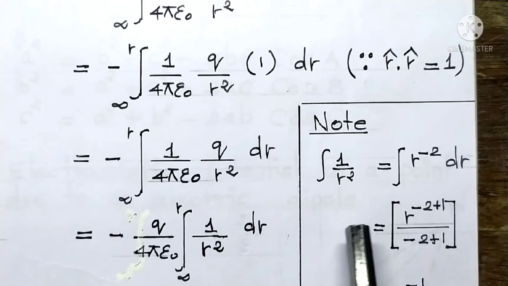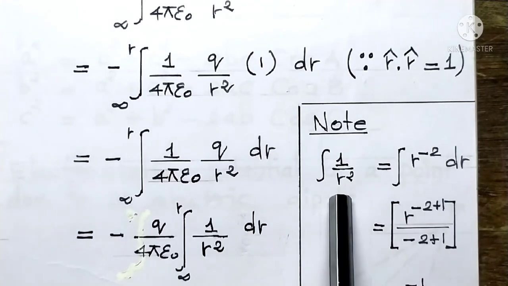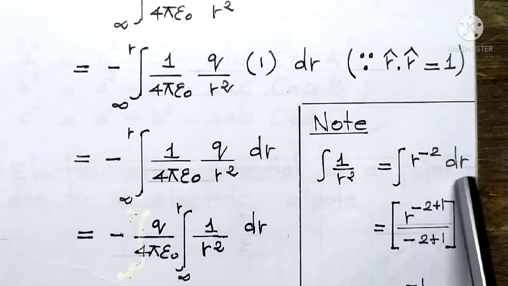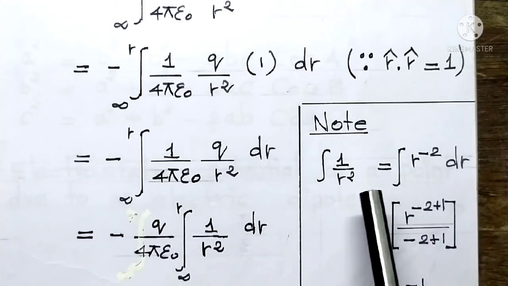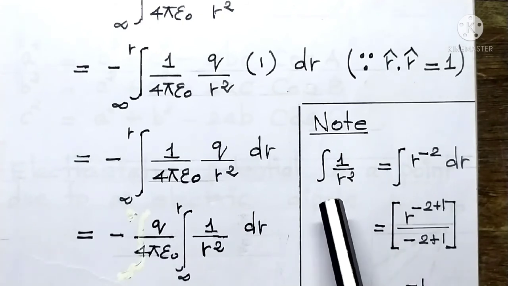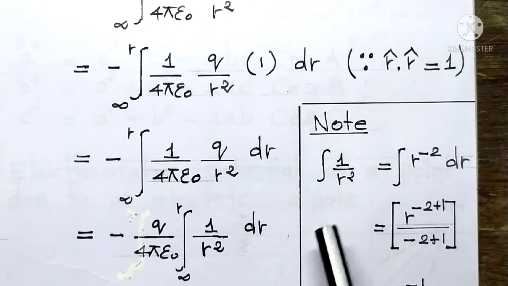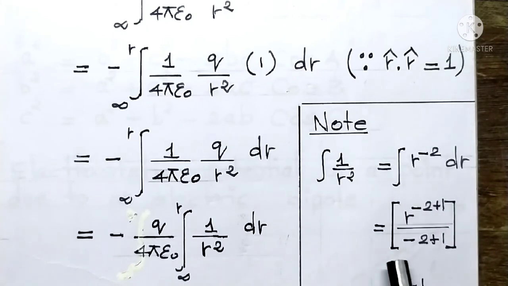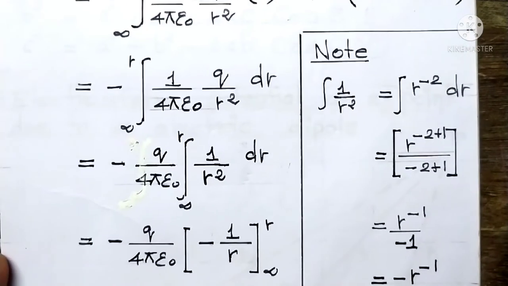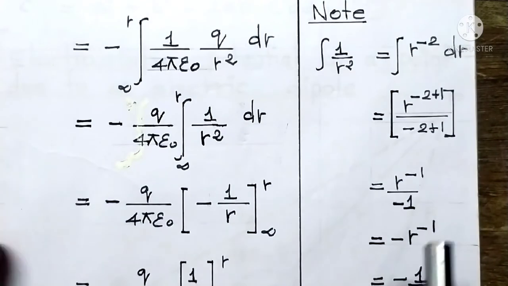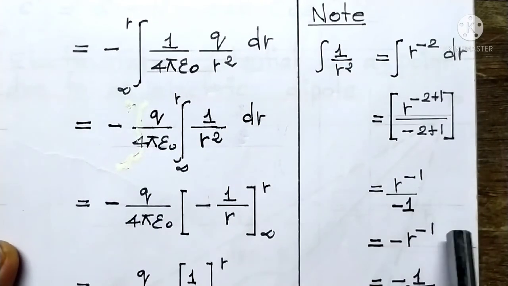Now let us see in the notes section how to integrate them. Here have a look at this note. Integration of 1 by r squared. This 1 by r squared can be written as r to the power of minus 2 dr. We know the formula of integration of x^n dx, which is x to the power of n plus 1 by n plus 1. Similarly, r to the power of minus 2 gets integrated into r to the power of minus 2 plus 1 divided by minus 2 plus 1. So in the next step, r to the power of minus 1 by minus 1. So in the next step, minus r to the power of minus 1.